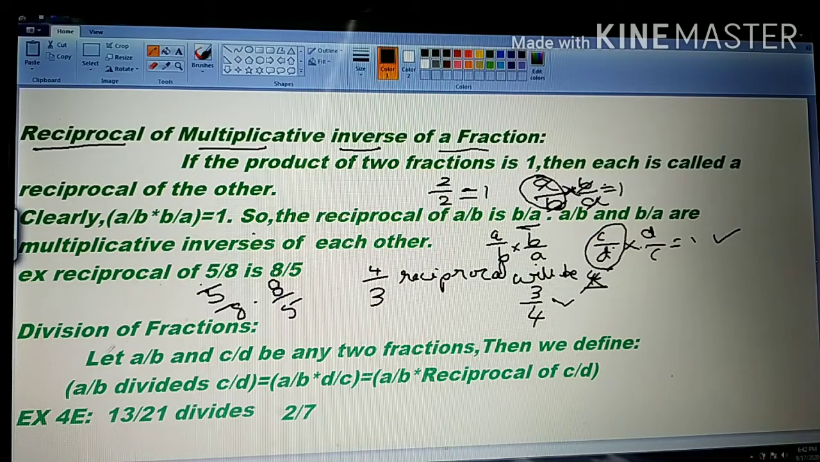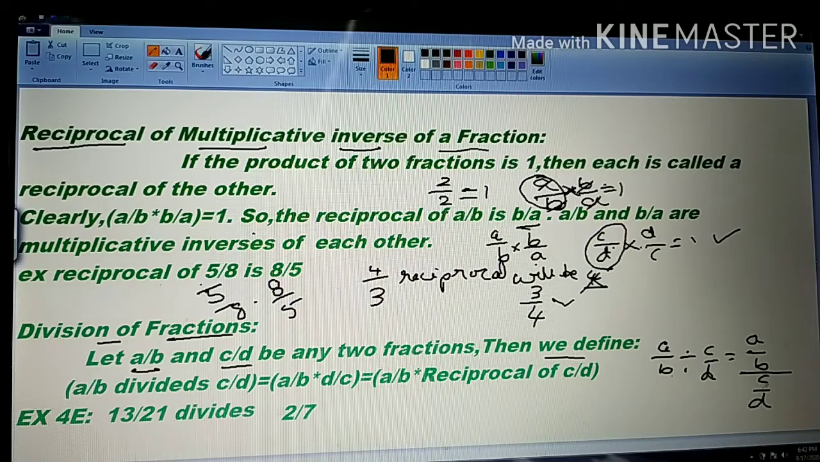Okay, see, division of fractions. Next our topic is division of fractions. How to do divisions? Let a by b and c by d be any two fractions. Then we can define division as a by b divided by c by d. That means a by b whole divided by c by d.